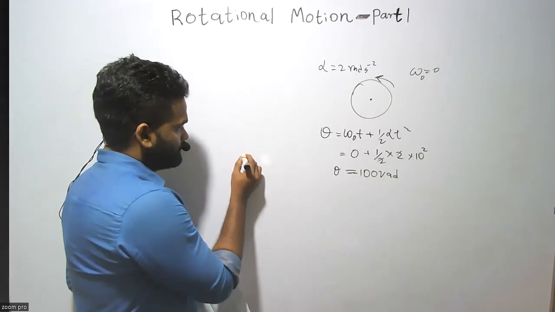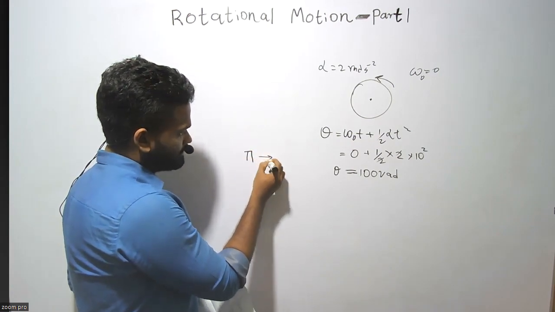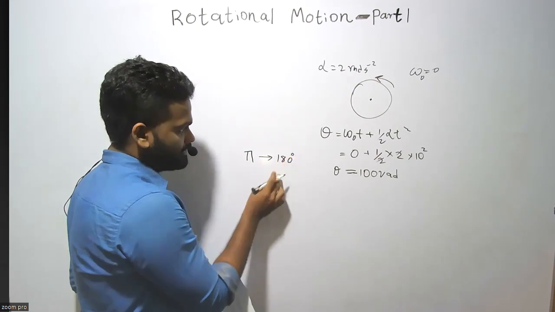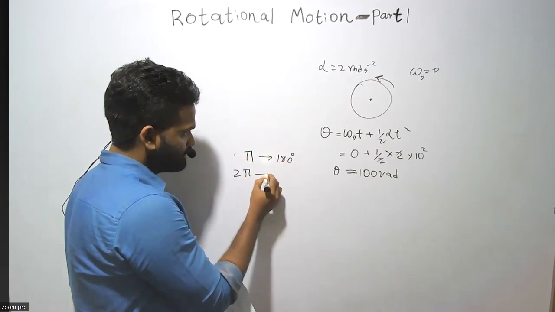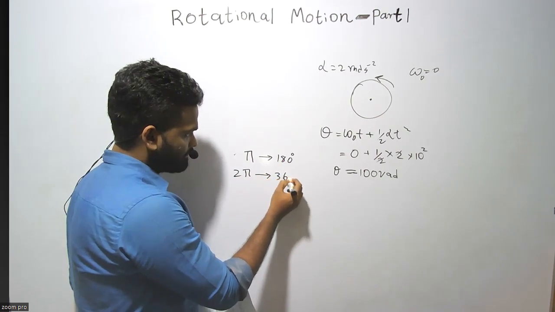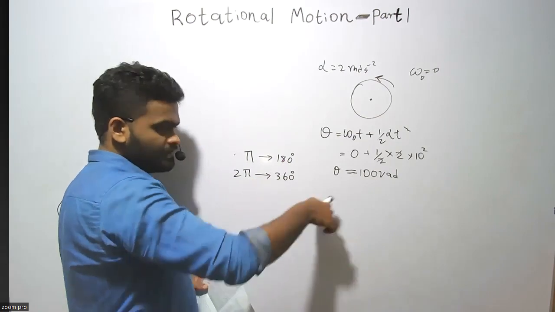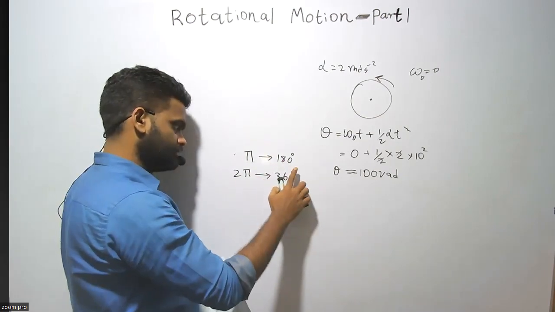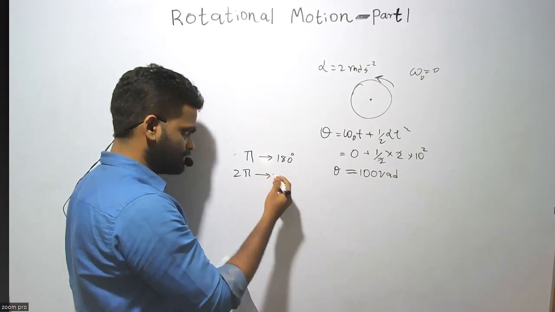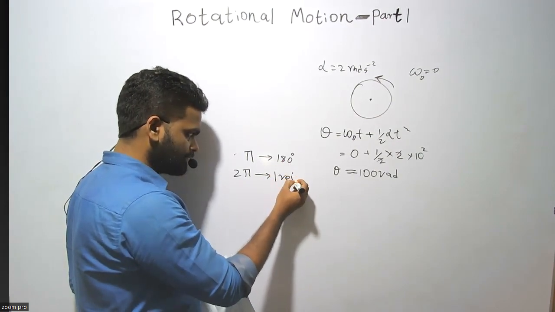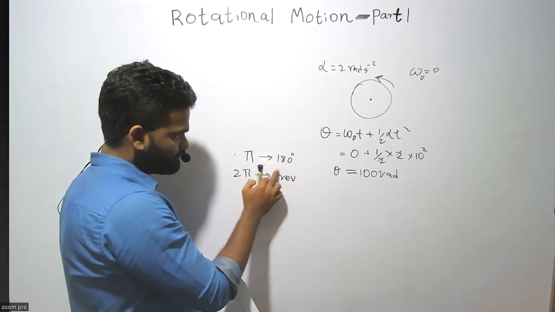Go back to this one. So we know that pi is 180. Then 2 pi is 360. So 360 degrees means one turn. So instead of 360, I can put one revolution. So one revolution in terms of radian is 2 pi.